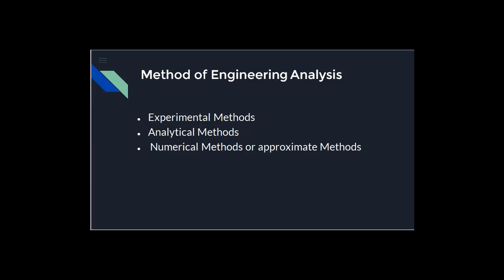As I told you, any structure which is developed by plan using a software has to be constructed and analyzed. Earlier, we used material to make an actual small-scale prototype and test it. But now, with software tools and technology, an engineering analysis can be performed even before constructing or designing the structure. There are three methods of engineering analysis. The first is the experimental method, the second is the analytical method, and the third is the numerical method or approximate method.